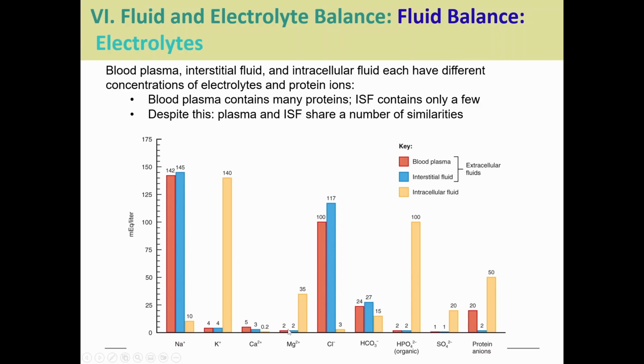For calcium and magnesium, we see most of that being inside the cells. Chloride is definitely outside of the cells, both in blood and interstitial fluid. Bicarbonate is more constant, probably the closest one besides calcium between the three. Phosphate is definitely inside the cells mostly, same with sulfate, and then the protein anions we see mainly inside the cells as well as in the blood plasma, but interstitial doesn't really have any.